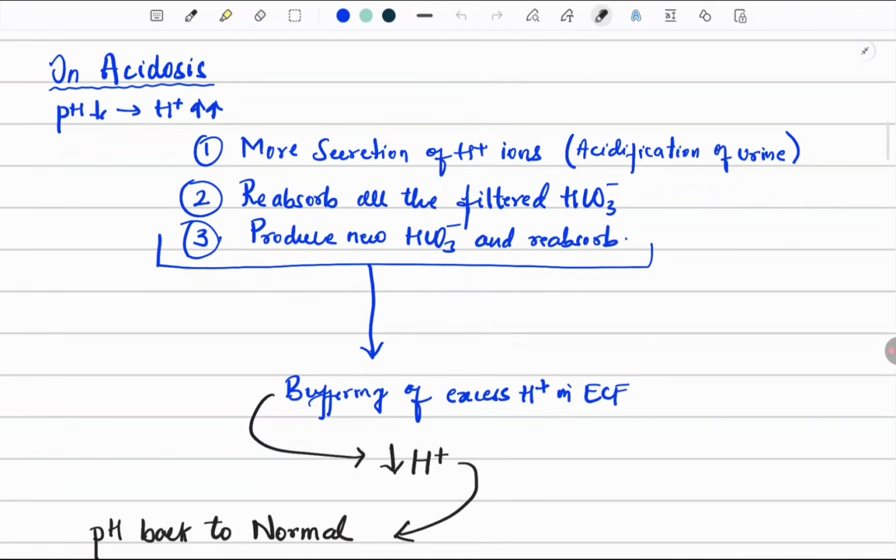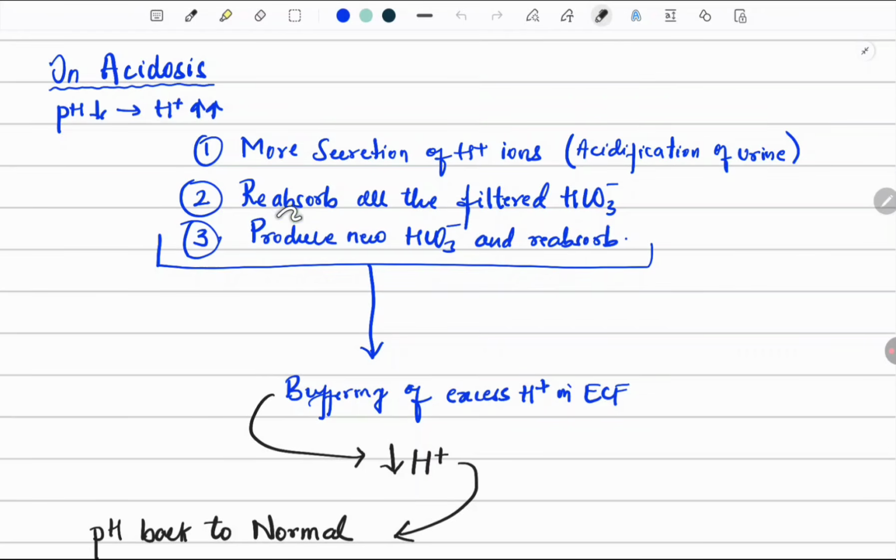So now what do you think is going to happen in acidosis? In acidosis, the pH is less and the hydrogen ion concentration is more. Now what do you think should happen? What do you think the kidney should do now? Because the hydrogen ion concentration is more in the extracellular fluid, there should be more secretion of the hydrogen ions. So more secretion of the hydrogen ions is occurring where? It is occurring in the urine. Now what do you think is going to happen to the pH of the urine? The pH of the urine is going to be reduced. So that means what is going to happen? There is going to be acidification of urine.